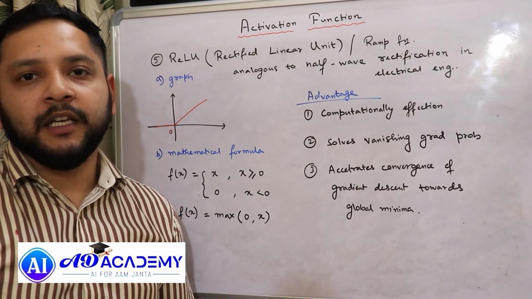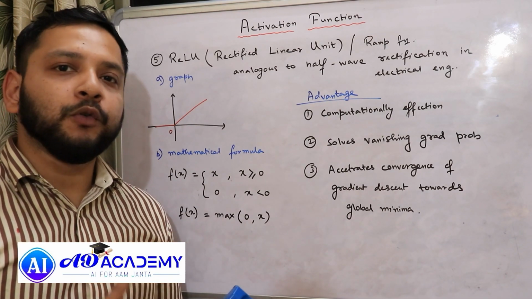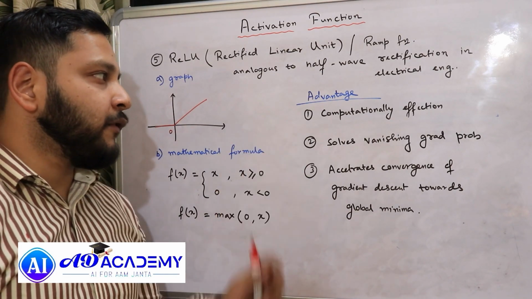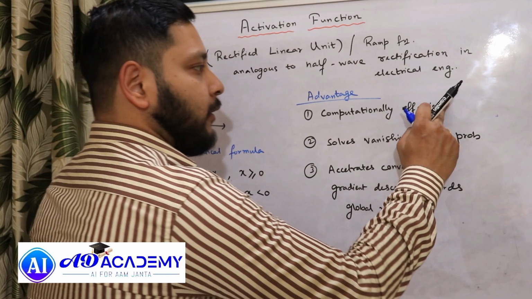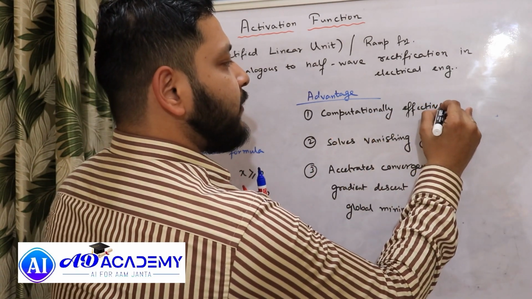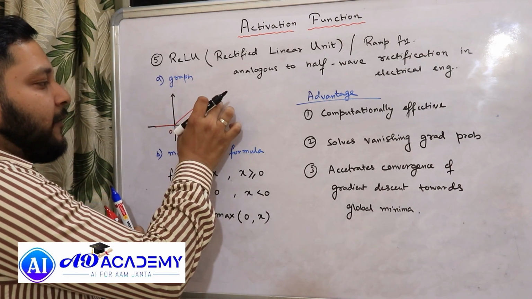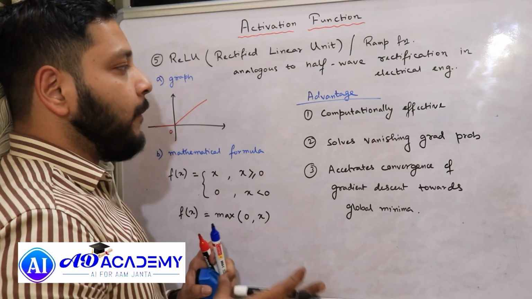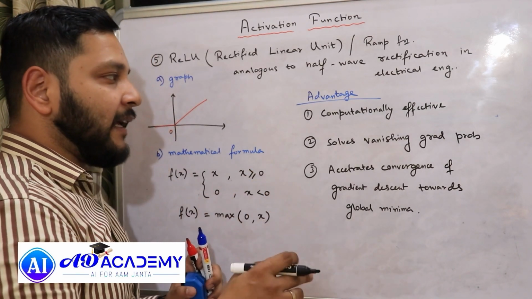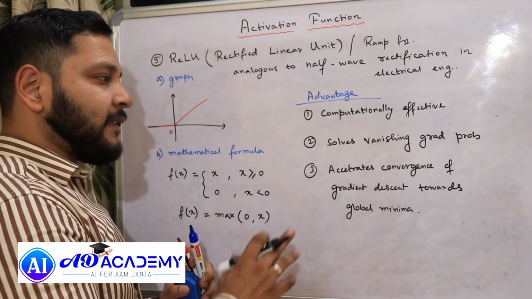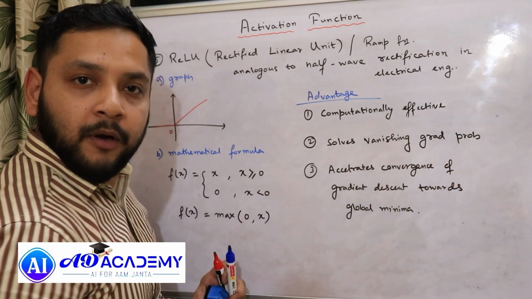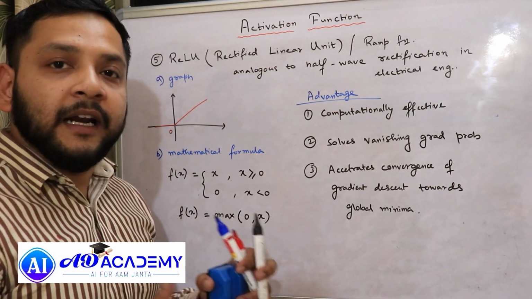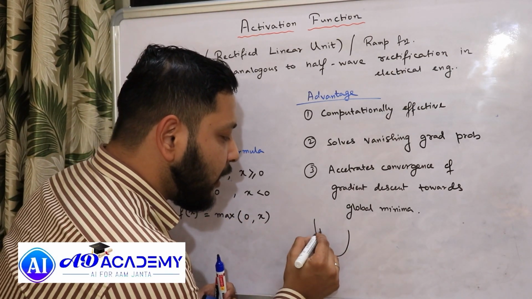ReLU is mostly used in hidden layers, and it has some advantages. First of all, it is computationally very effective. Why can we say that? Because this is a linear function when x is greater than 0, and it is 0 otherwise, so it doesn't involve any exponential operation, and as a result it is computationally very effective. And as I have already mentioned, it solves this vanishing gradient problem, which is a very big advantage. And third, it accelerates the convergence of gradient descent towards attaining the global minima.